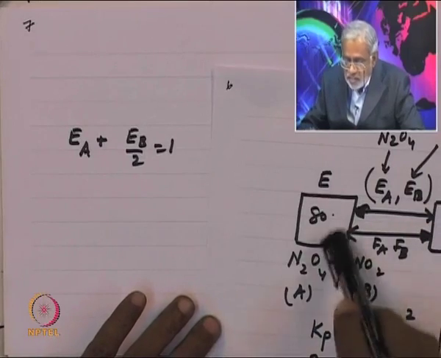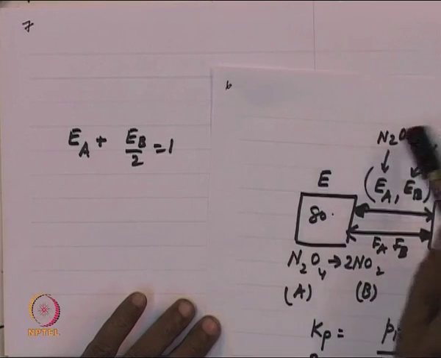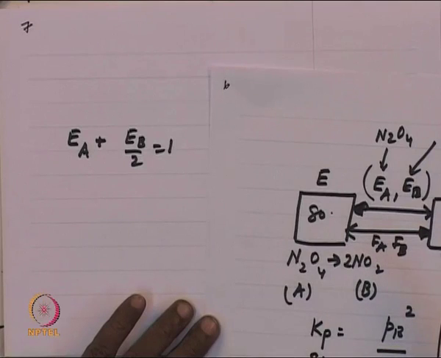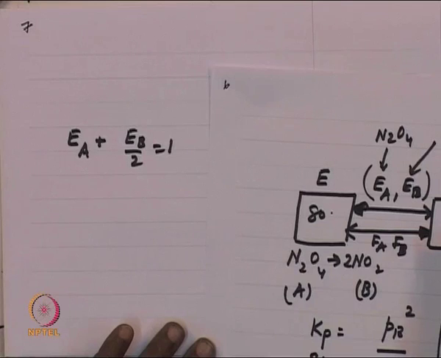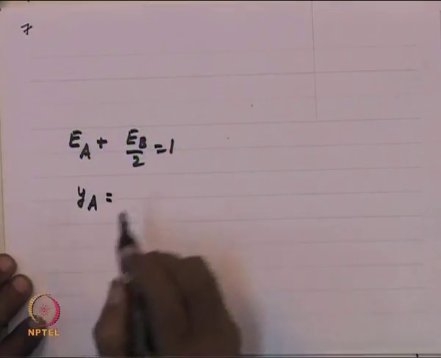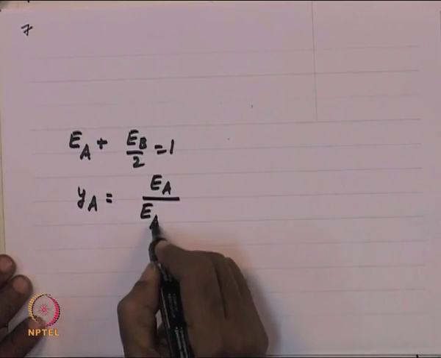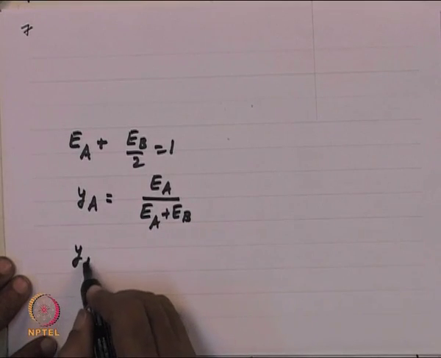So, 1 mole per second is circulating, but as it leaves E, I mean environment E, there will be certain compositions of N2O4 and NO2. While it leaves F, there will be different compositions of NO2 and N2O4. The reason being that at the temperatures 80° and 20°, the equilibrium compositions as determined by thermodynamics are different. So, what is y A by definition? Okay. And what is y B?